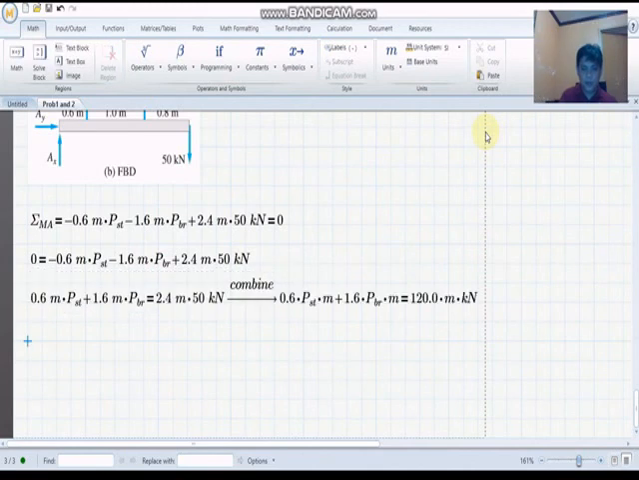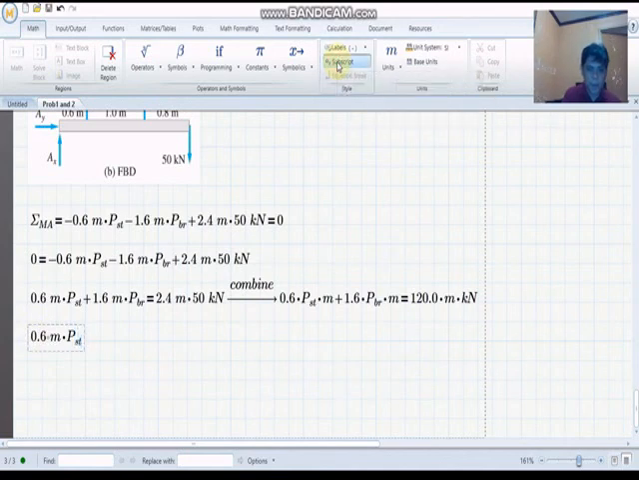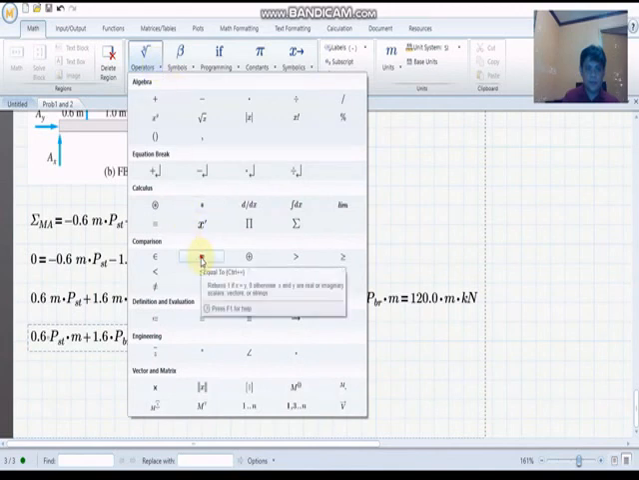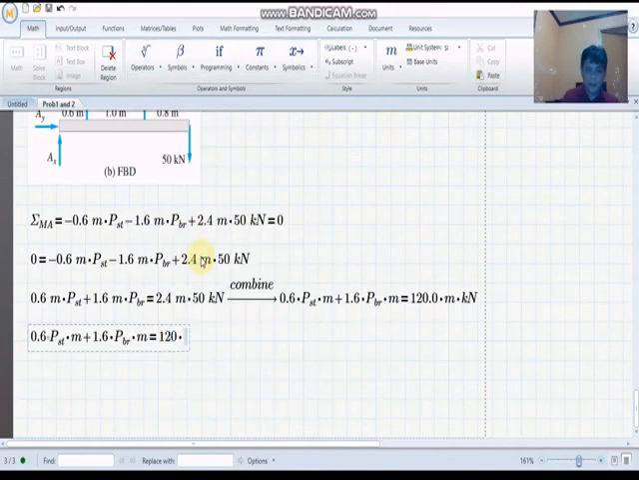Let's simplify the equation. Okay, so we have now this equation: 0.6 meters times PST times the unit plus 1.6 meters, then equals to 120 meters times kilonewton.